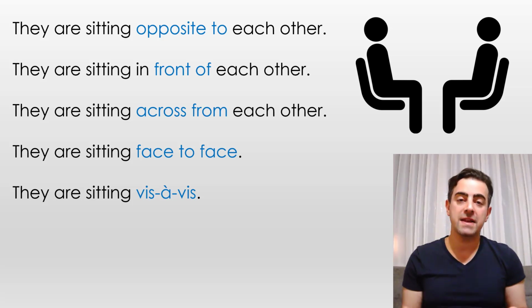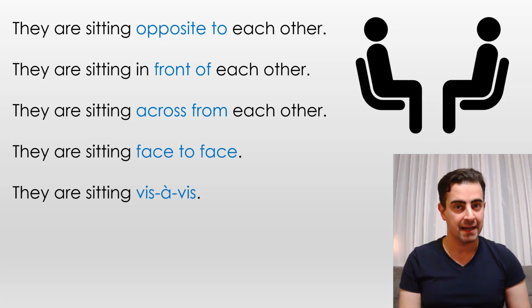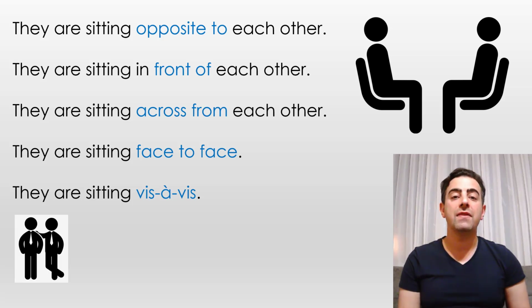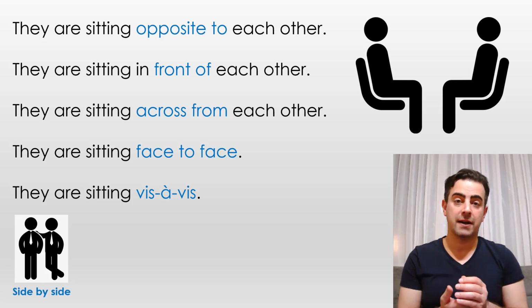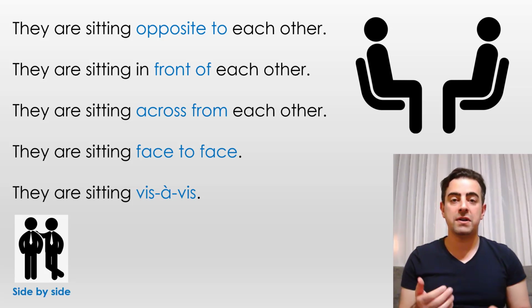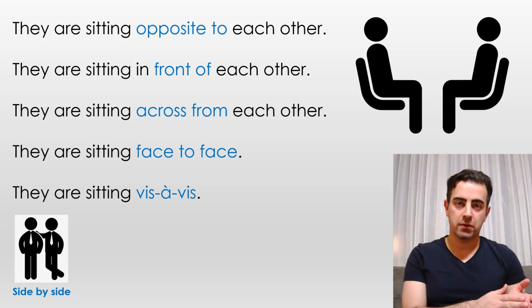Now let's look at these two men. How could you make a sentence to describe the way they are standing? We can say, they are standing side by side. Or they are standing shoulder to shoulder. More commonly we say side by side.